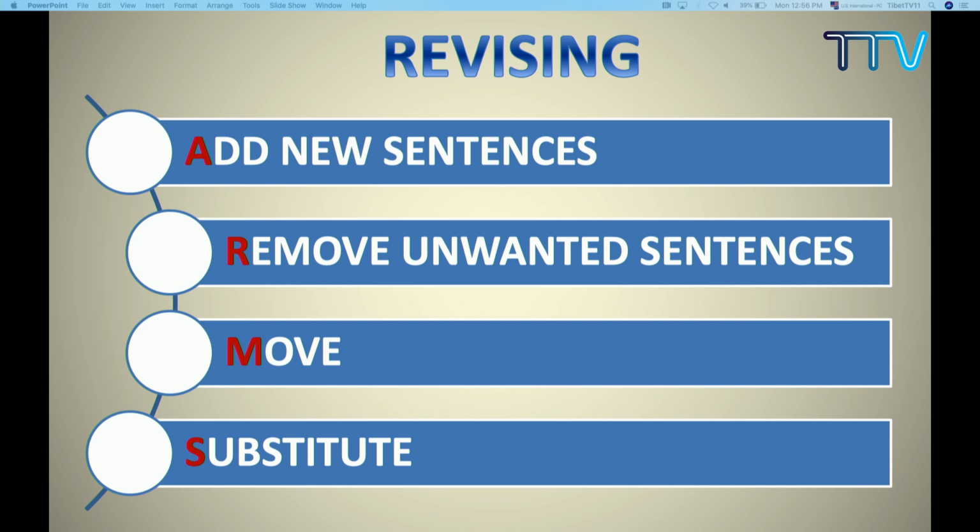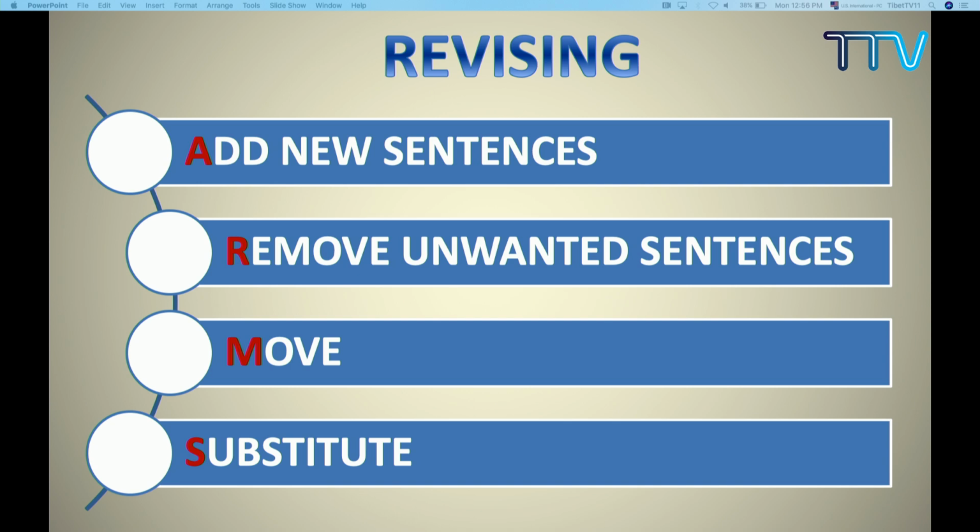And the last one, you try to substitute. Instead of using the same word, for example an adjective or a conjunction or a noun in all the sentences, it's better you substitute. You know the term synonym. In Tibetan we say tunjik mingin namta. There are so many synonyms, so you just try to use them.